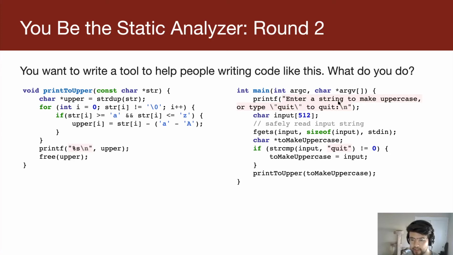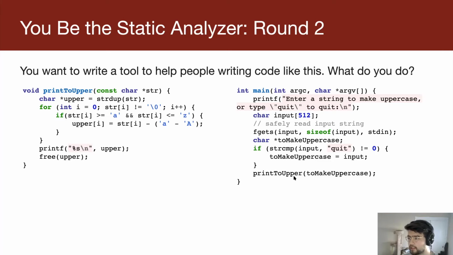If they enter a string that is not quit, then we're going to set this to input. To make uppercase will be our input string. But if they did enter quit, then we're not going to make this uppercase. This code is kind of buggy, and if you type quit, then char to make uppercase ends up being null, and it calls print to upper anyways. This should really be inside of this if statement, but it's outside of the if statement for some reason. And so we have some invalid access here. We're passing an uninitialized pointer to print to upper.